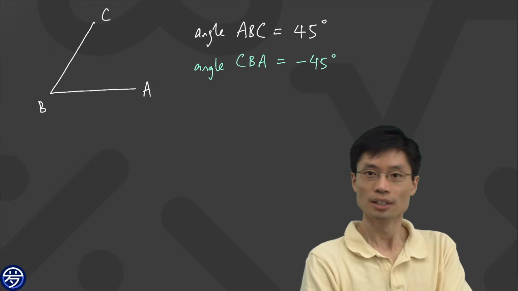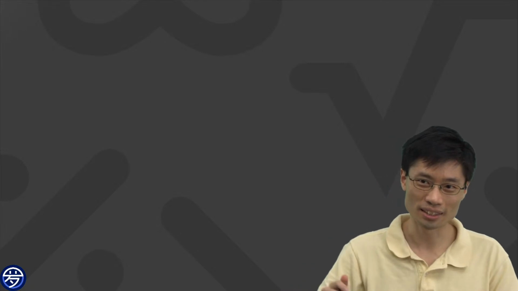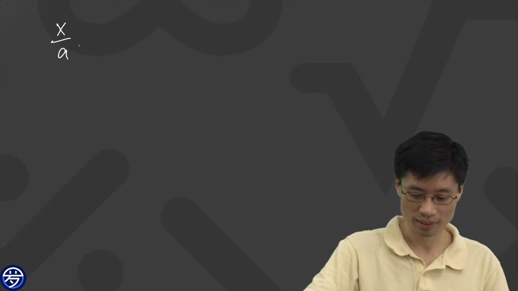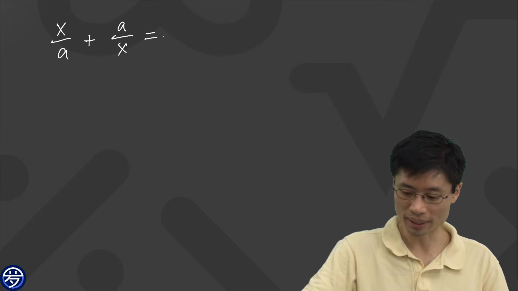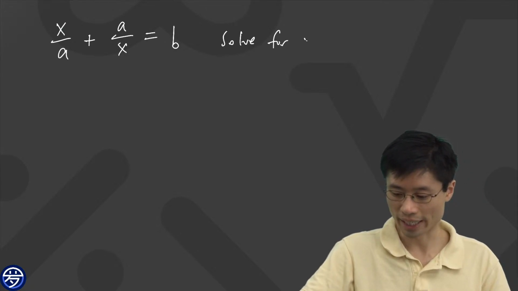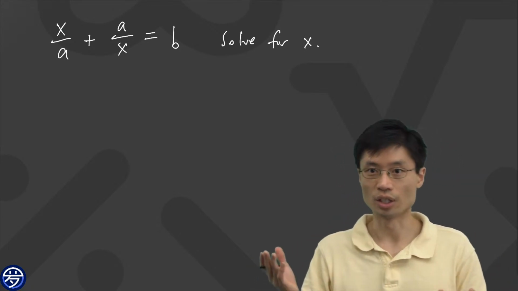That's interesting. So Caleb has asked a question. And this question, I think, won't necessarily have a nice answer, but I'm curious what the answer is. I want to know. You're saying if I have x over a plus a over x equals b, solve for x. Okay. First of all, if x is 0, you're in trouble.